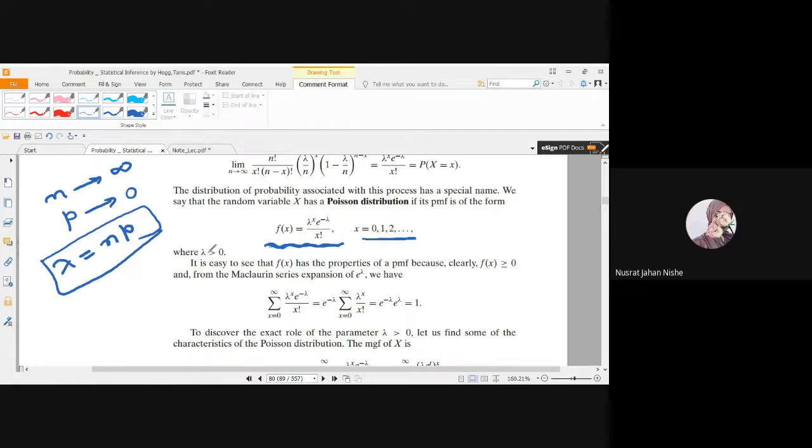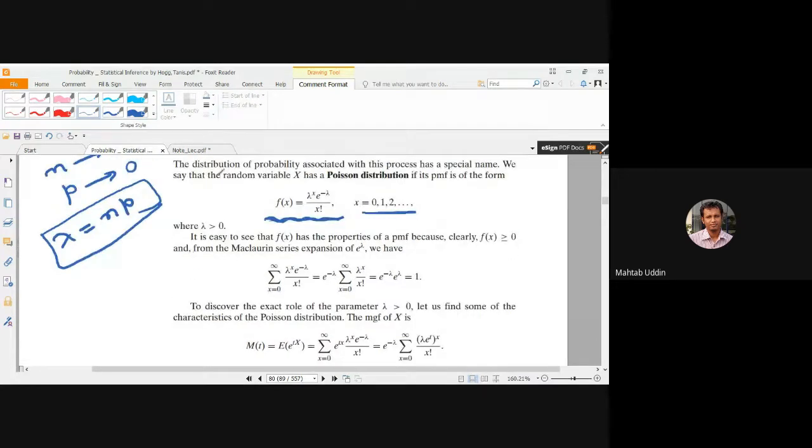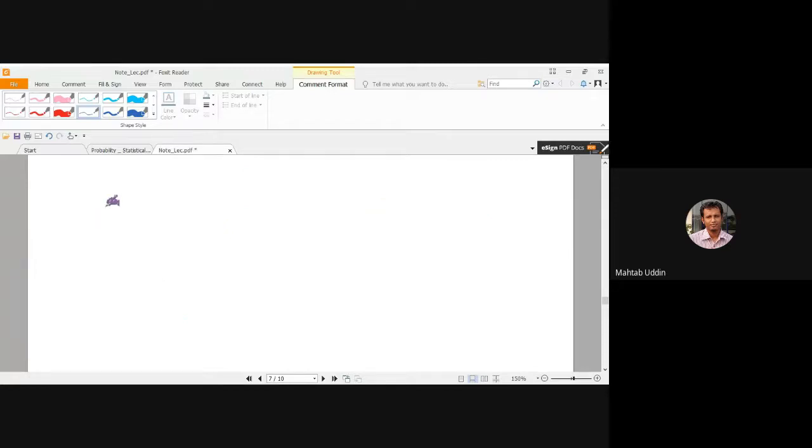Can you remember the exponential series, e to the power x? It is 1 plus x plus x squared by 2 factorial plus x cubed by 3 factorial. Am I right?